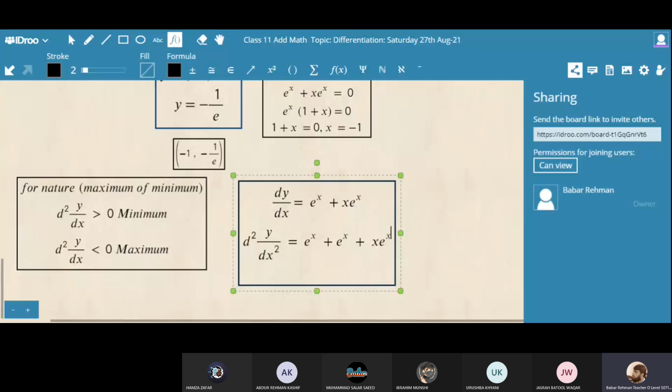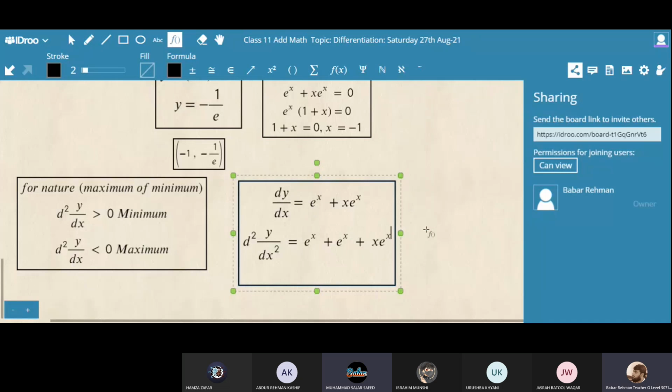Yes, student, now tell me what is your answer. Hurry up. Time is short. What is the next step? Hamza Zafar or Salar. Salar is not there. So Hamza Zafar, yes, Salar, please tell me the next step after this.